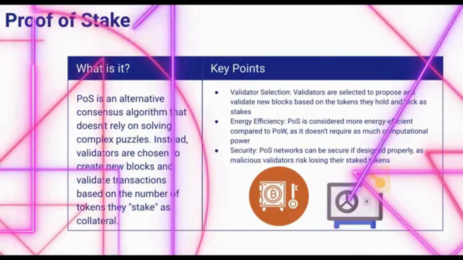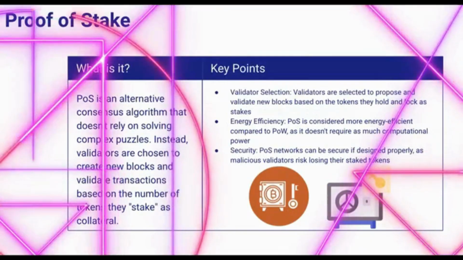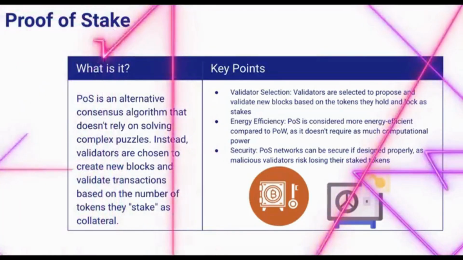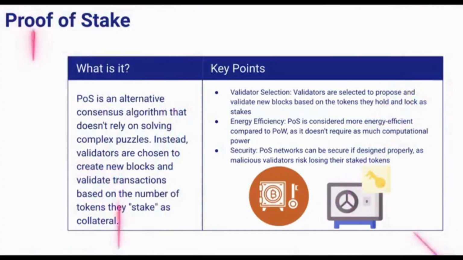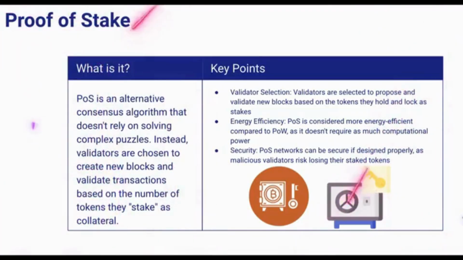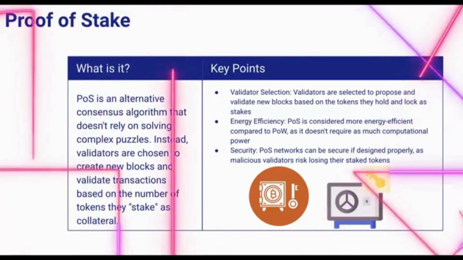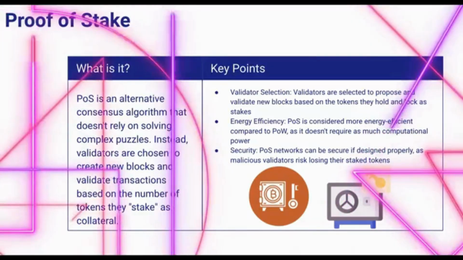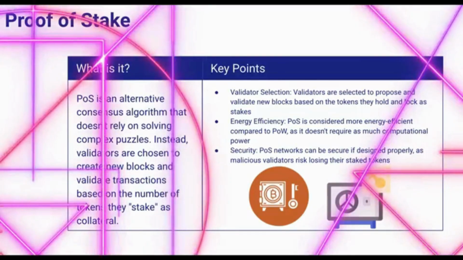Proof of stake. Proof of stake is an alternative consensus algorithm that doesn't rely on solving complex puzzles. Instead, validators are chosen to create new blocks and validate transactions based on the number of tokens they stake as collateral. Key points to keep in mind. Validator selection. Validators are selected to propose and validate new blocks based on the tokens they hold and mark as stakes. Energy efficiency. PoS is considered more energy efficient compared to PoW, as it doesn't require as much computational power. Security. A PoS network can be secure if designed properly, as malicious validators risk losing their staked tokens.